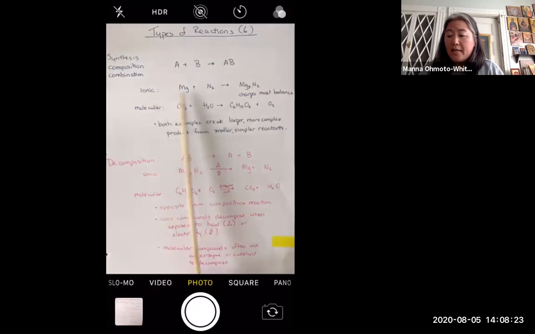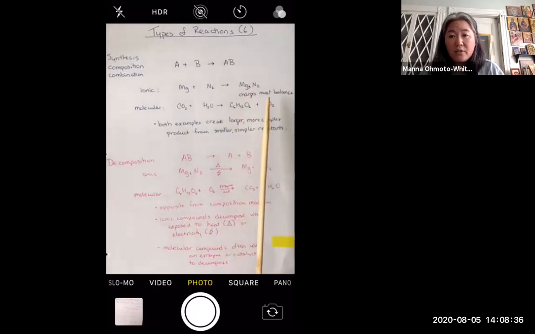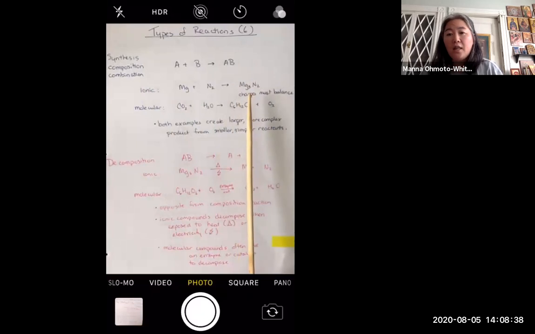So there are 2 different ways that we will often look at them. One is an ionic compound. I create an ionic compound. So when I create an ionic compound, the charges must be balanced. So I have to create an ionic compound that is neutral in charge.